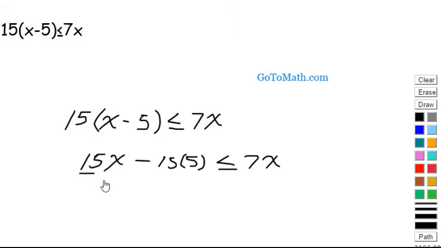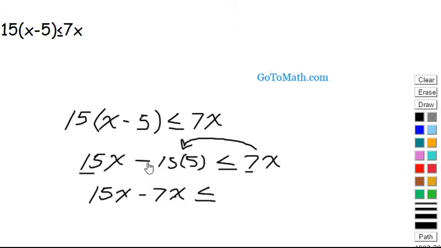Now you notice that the 15 is a larger coefficient than this 7. So that means we're going to take this over to this side. Because it's a positive, when we take it over, it becomes negative. So we're going to rewrite this: we have 15x minus 7x. And then, of course, 15 times 5, what is that? That's 30, 60, 75.